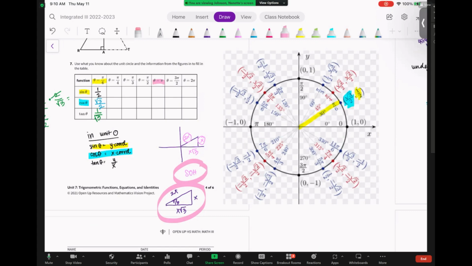If you do pi, you have to find pi, which is over here. This is not too bad because sine is your y coordinate, so that's 0. Cosine of pi is just your x coordinate, so that's -1. And then tangent is sine over cosine, or y over x, so that's 0.